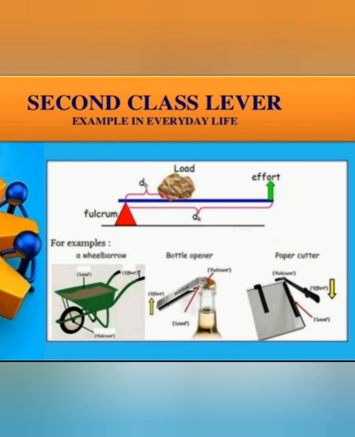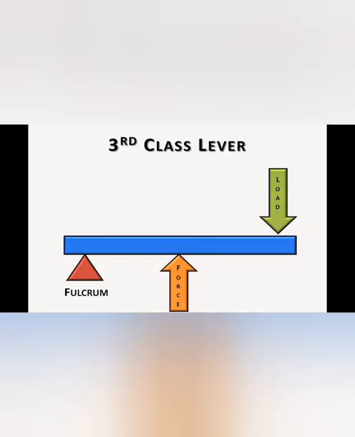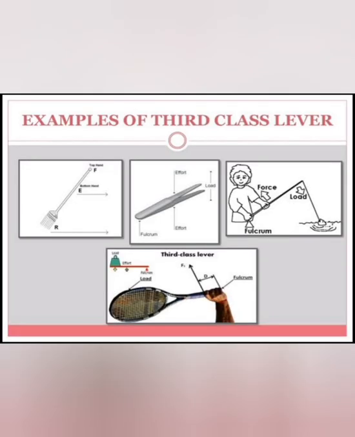The last and final one is the third class lever. In this kind of lever, the effort is applied at the center, the load at one end and the fulcrum at the other end. The best examples for third class levers are forceps, fire tongs and fishing rods. As you can see in the picture, the effort is applied in the middle, with the load and fulcrum on either side of the rod.